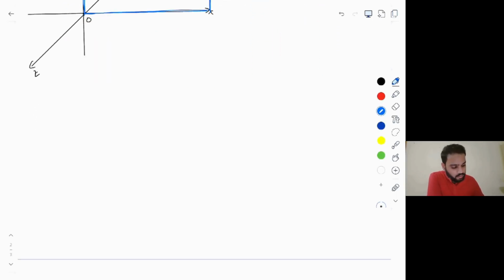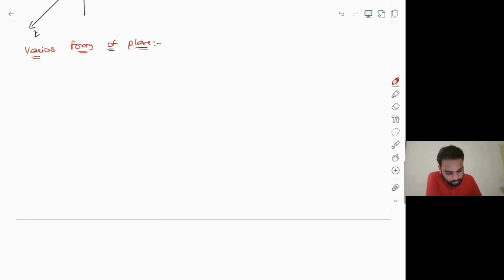Okay. Now we have different ways we can express a plane equation. So let's try to see the various ways to express a plane equation, or simply let's call it various forms of planes. So the first form is like this. Whenever we have a point and the DRs of the normal.